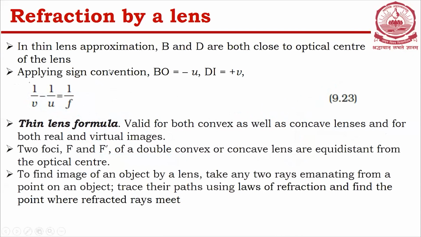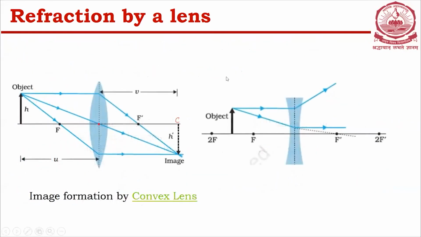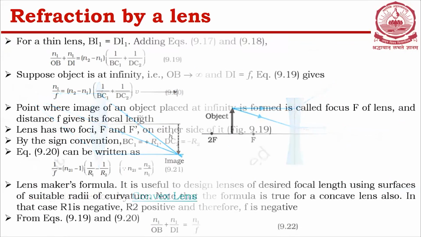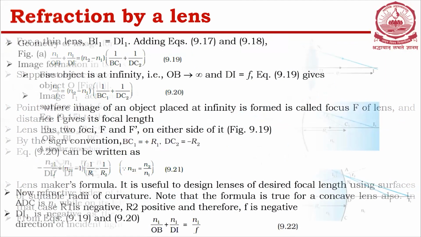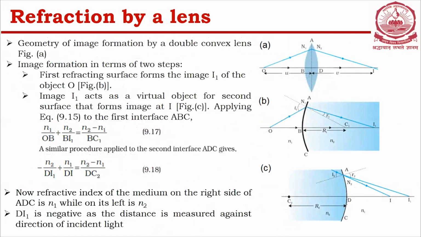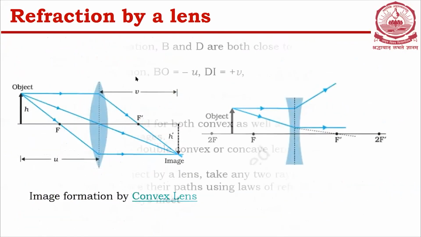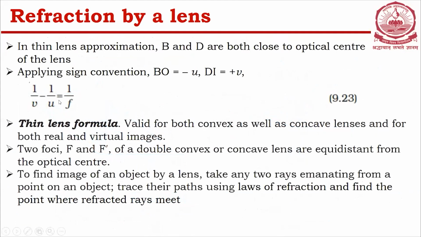In thin lens approximation, B and D are close to the optic center of the lens. So BO, that is D, is equal to minus U and DA is equal to plus V. You can understand this from the previous diagram, and you can write the Lensmaker's equation applying the sign convention: 1 by V minus 1 by U is equal to 1 by F. This is the thin lens formula, which is the Lensmaker's equation.